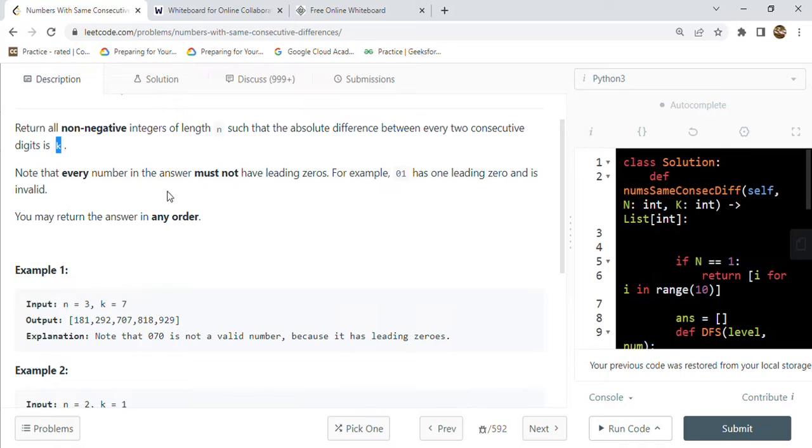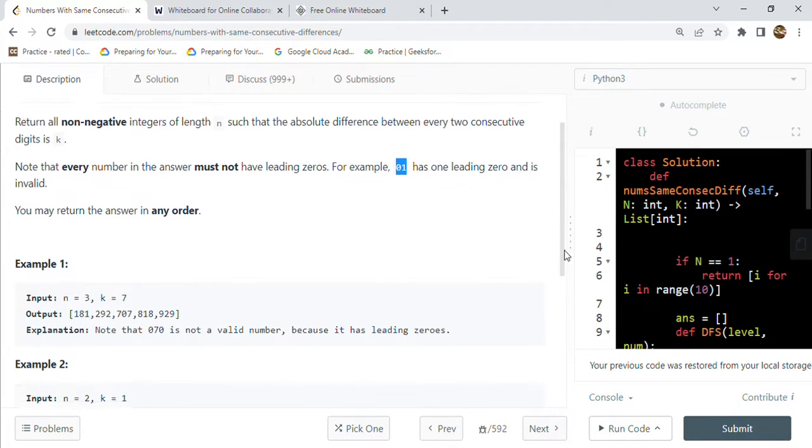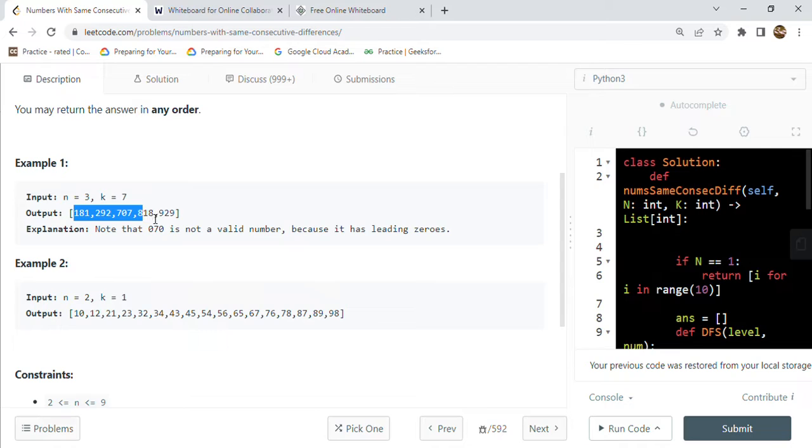Note that every number in the answer must not have leading zeros. For example, 01 has one leading zero and it is invalid. So all the numbers which contain the first digit as 0 are not allowed. These are considered invalid. Now you may return the answer in any order. The output array should contain the numbers in any order.